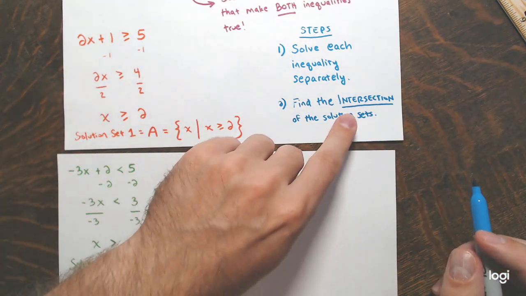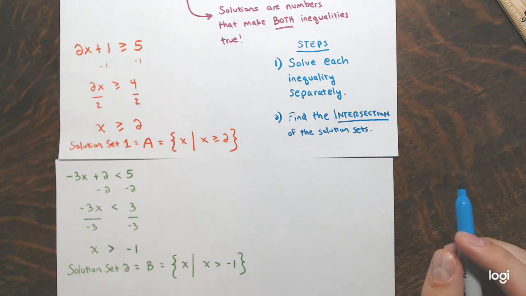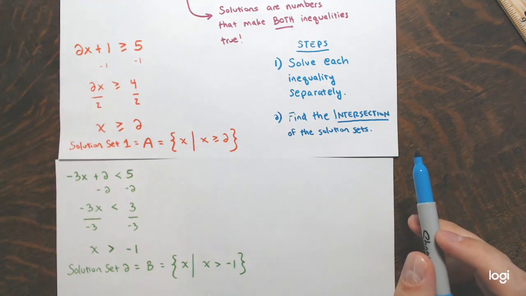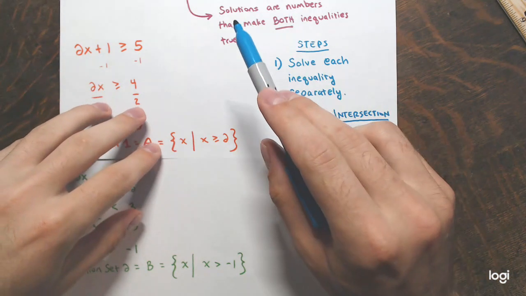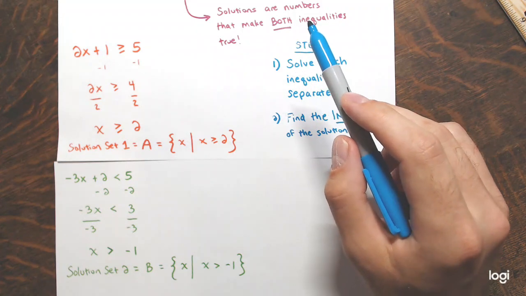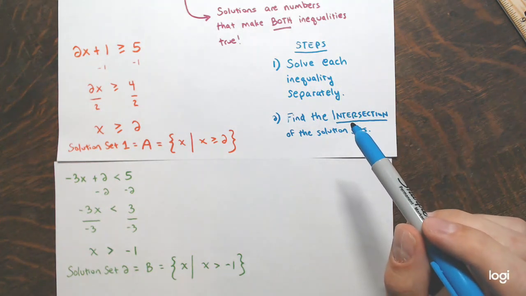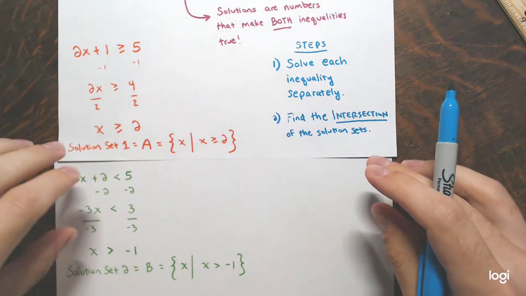Again, what the intersection was, I'm not going to go into that in depth here. I did put up a previous video on finding the intersection of two sets. All you're looking for now are exactly what I set up here. We're looking for numbers that make both inequalities true. We're looking for numbers that are in both of the solution sets.